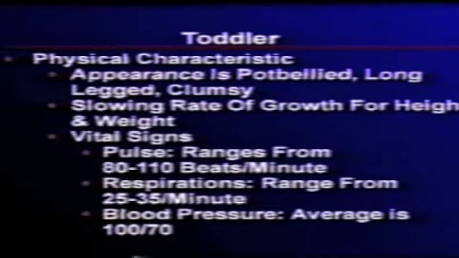Busy toddlers. Their growth rate does slow a bit, and their vital signs are starting to slow. If you noticed where I talked about the infancy period, we're going to back off everything about 20 beats. 80 to 100 is the normal pulse range. 25 to 35 is the respirations, and your blood pressure averages 100 over 70. And so you're just backing down a little bit as the child goes up in age.